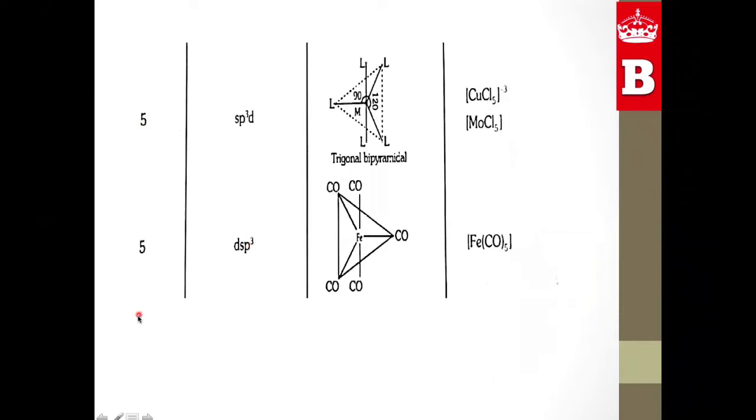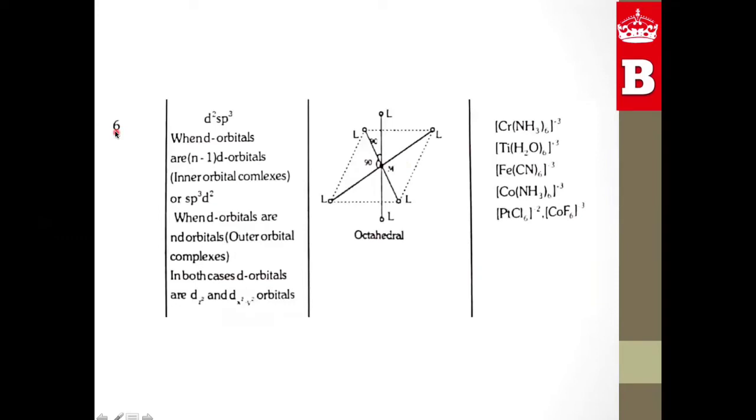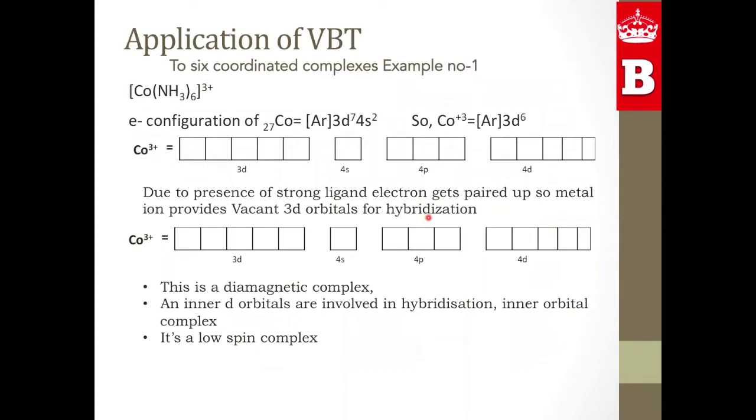For coordination number 5, it will be only sp3d or dsp3, and the shape is only trigonal bipyramidal, there is no doubt about it. But in case of coordination number 6, if it is d2sp3, it will be called an inner orbital complex, and if it is sp3d2, it will be called an outer orbital complex. The shape remains the same, there will not be any issue, so the shape will be only octahedral.